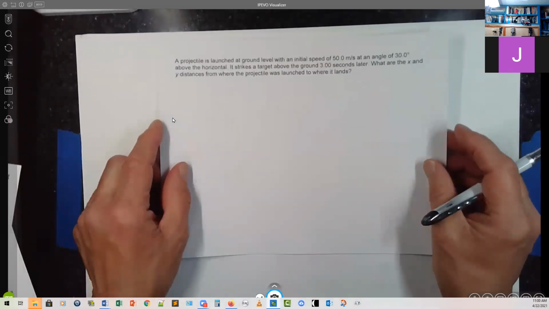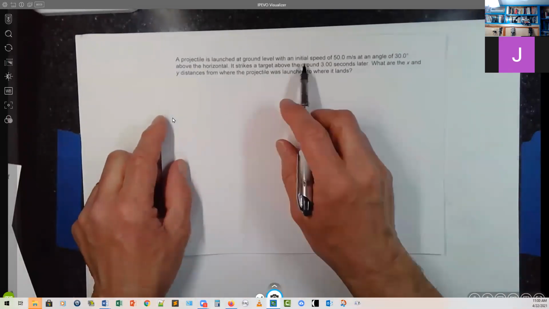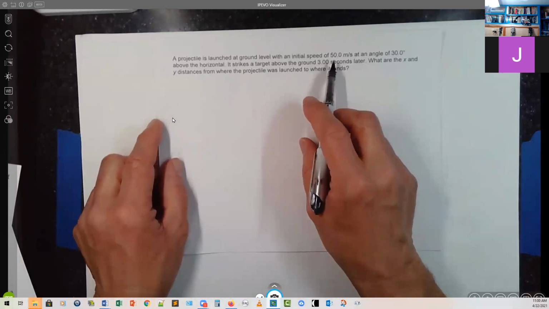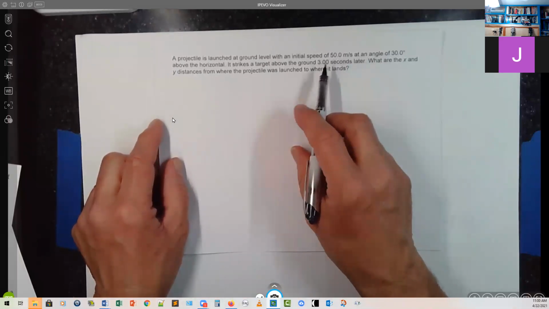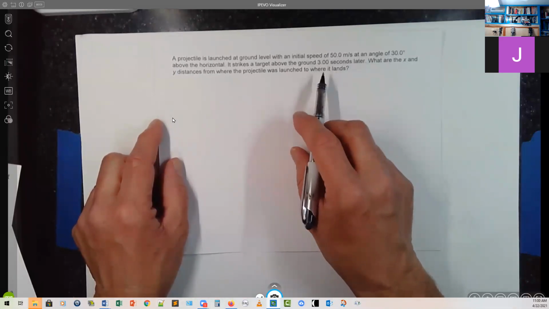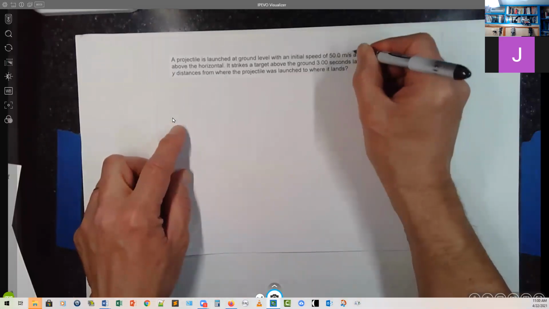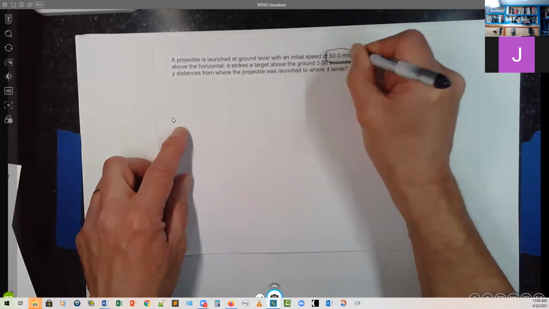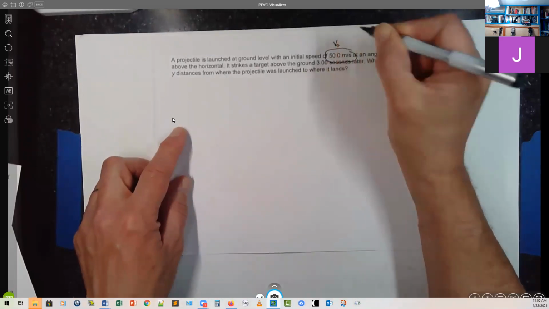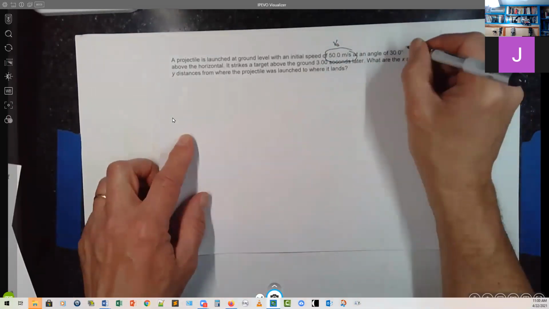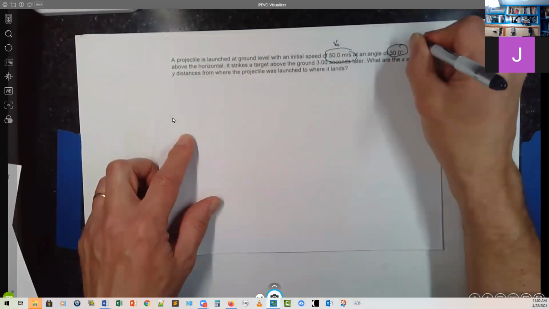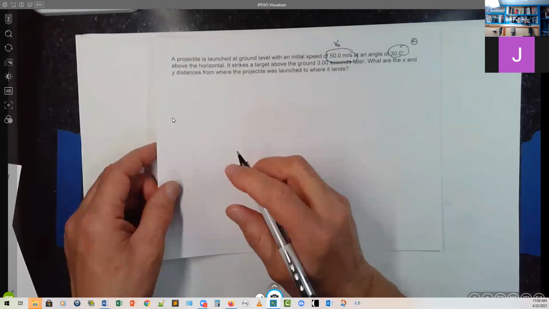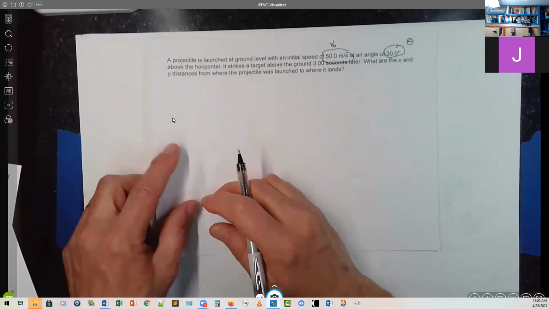Okay. A projectile is launched at ground level with an initial speed of 50 meters per second and an angle of 30.0 degrees above the horizontal. This sounds like initial speed, that sounds like v naught to me. And this thing, 30 degrees above the horizontal, that's theta. Okay, so I recognize those things.